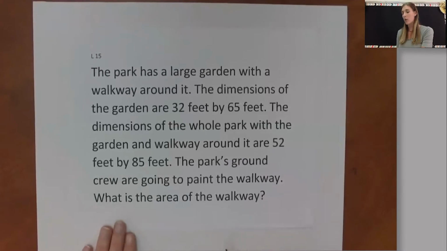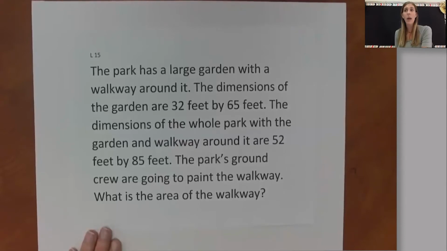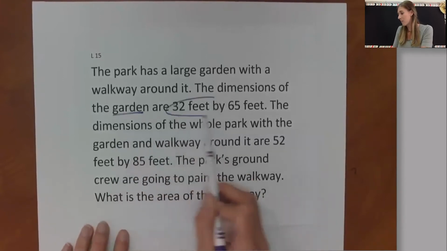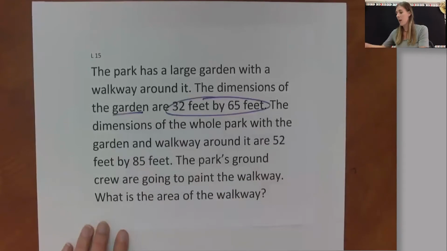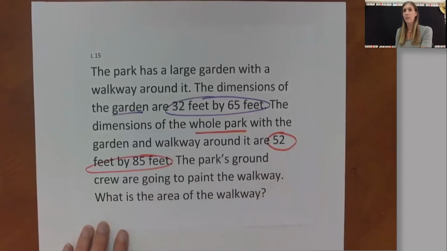The park's ground crew are going to paint the walkway. What is the area of the walkway? What is this problem about? Great, the problem is about a park with a garden in the middle and a walkway around it. What information do we know? We know the dimensions of the garden are 32 feet by 65 feet. And we know the dimensions of the whole park are 52 feet by 85 feet.